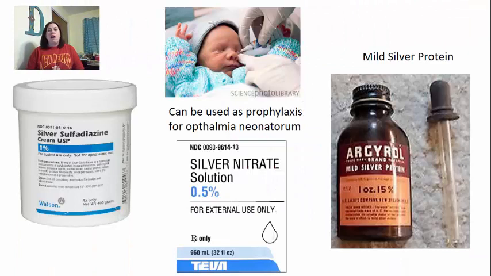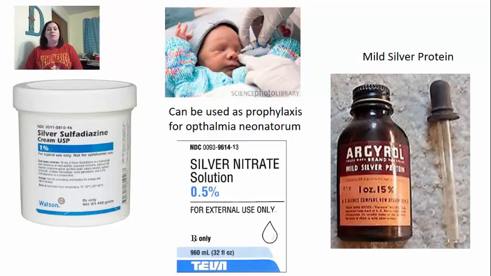On the other hand, there are many different things that use silver that are on the market. One is the silver sulfadiazine. This one is going to be used a lot of times on burns. We also see that you can use silver nitrate solutions. These are used as a prophylaxis on babies.